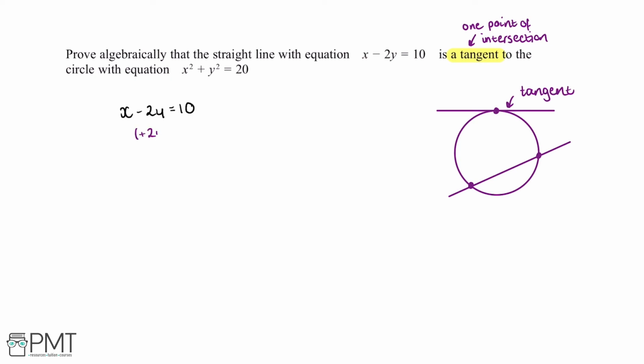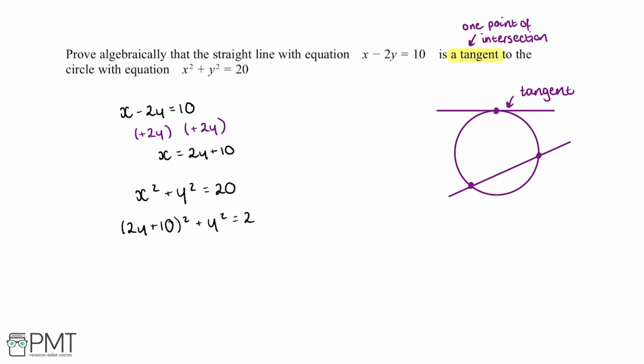So if we add 2y to both sides of this equation, this gives us that x is equal to 2y plus 10. And now we can substitute in 2y plus 10 in place of the x in the circle equation. So this will give us that 2y plus 10 squared plus y squared is equal to 20.